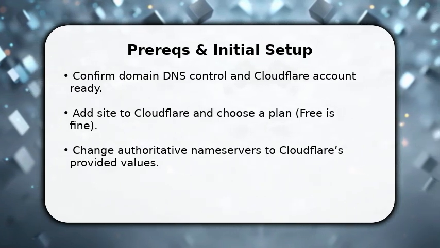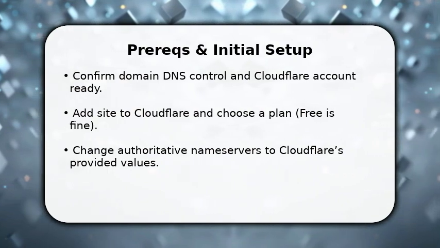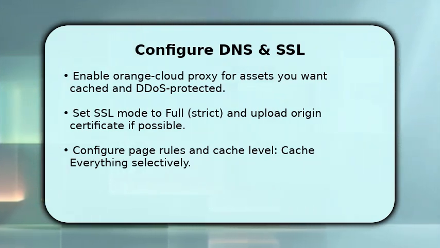Once DNS points to Cloudflare, toggle the orange cloud proxy on records you want accelerated and protected. This routes traffic through the CDN. Next, configure SSL, choose Full Strict, and install a Cloudflare Origin certificate on your server to ensure end-to-end encryption.